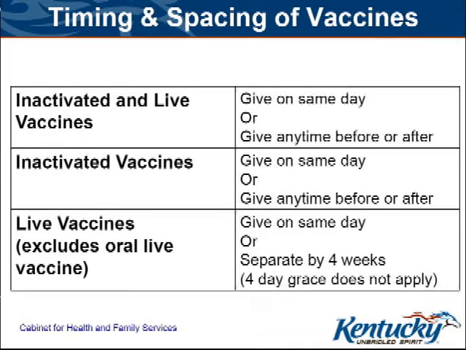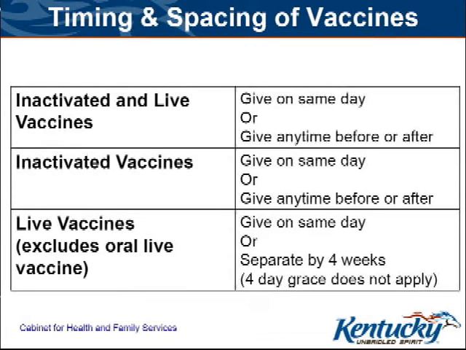But when we have 2 live vaccines that need to be given, so for example an MMR and a varicella, you have to give those on the same day, or we have to separate them by 4 weeks. So if a child were given MMR today and for some reason the chickenpox vaccine was not given, you have to wait the full 4 weeks before you give that varicella.